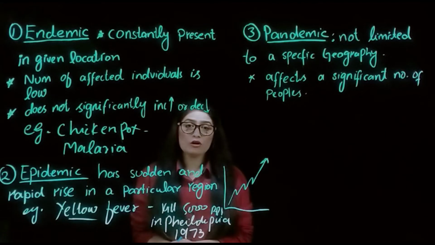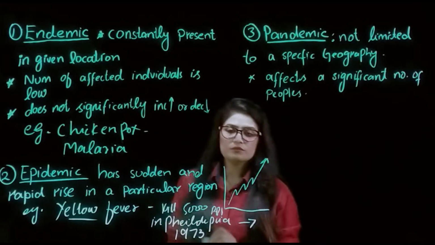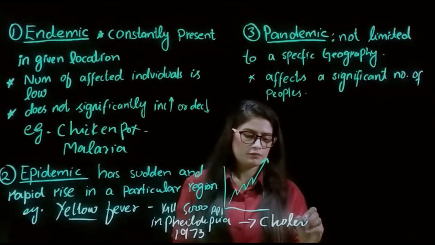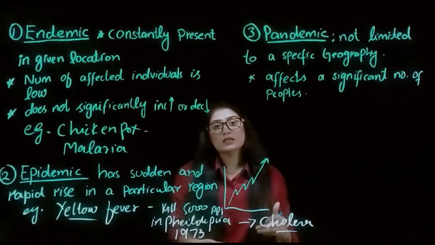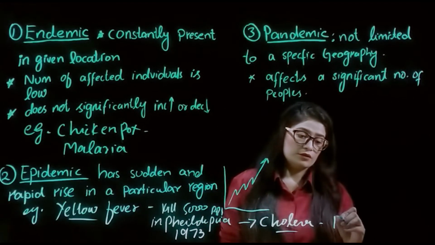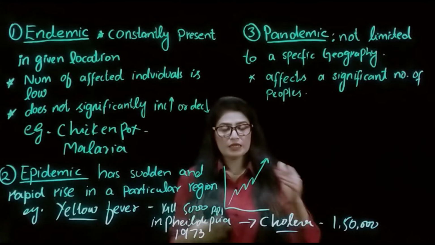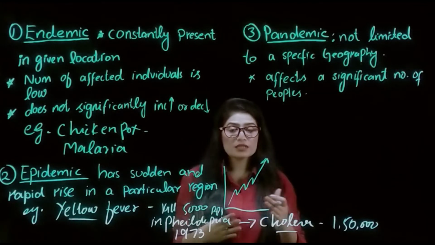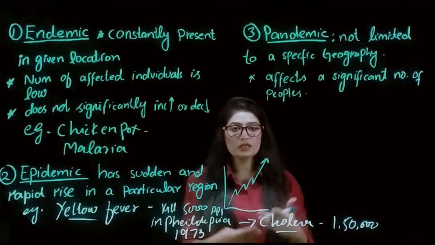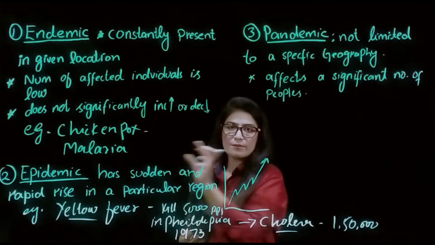The other one we also have is cholera, the second example of epidemic, and it killed 150,000 Americans in Europe, and it is still present and fatal in most parts of the world. Cholera and yellow fever are examples of epidemics.